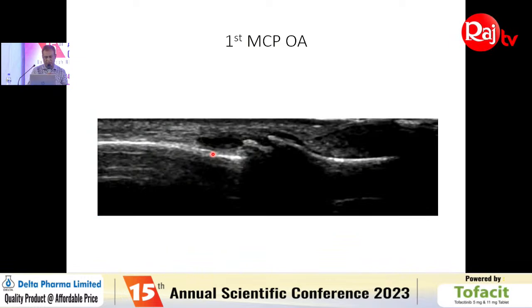And what happens in osteoarthritis? Look, here is mild synovial hypertrophy with mild fluid and an osteophyte. An osteophyte is there. This is the osteophyte. So you can diagnose osteoarthritis of the first MCP joint as well as inflammatory arthritis.